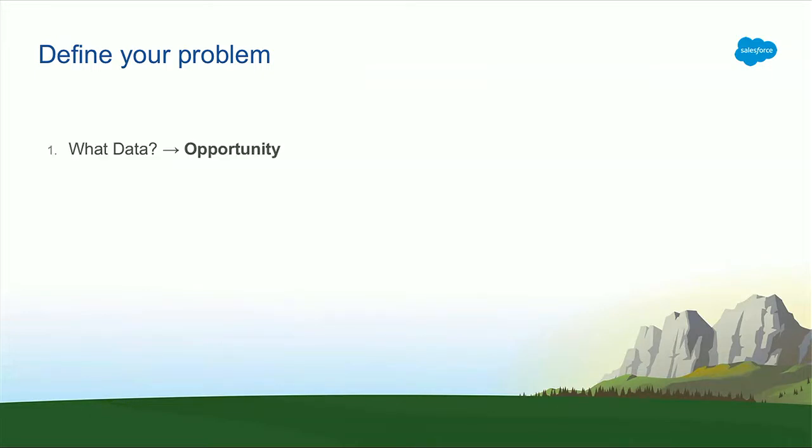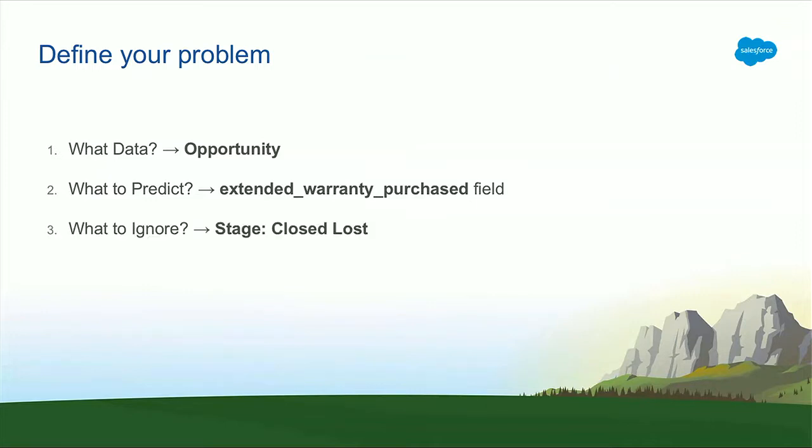So what data are we going to use? We're going to use the opportunity object. What are we trying to predict? We want that extended warranty purchase field, which is what Chris defined earlier.